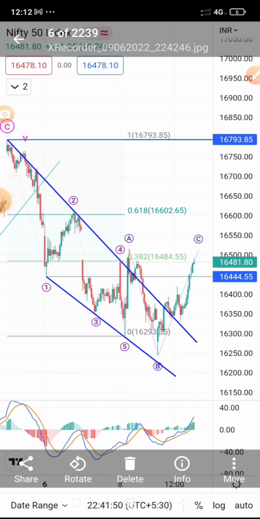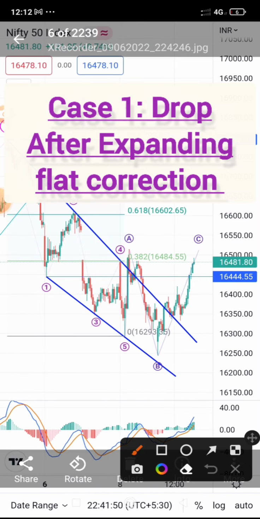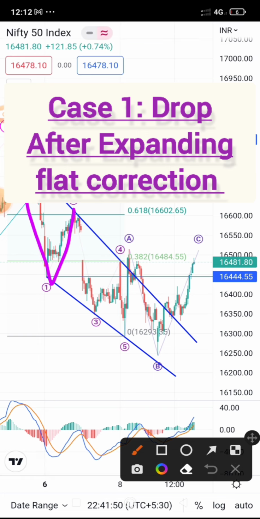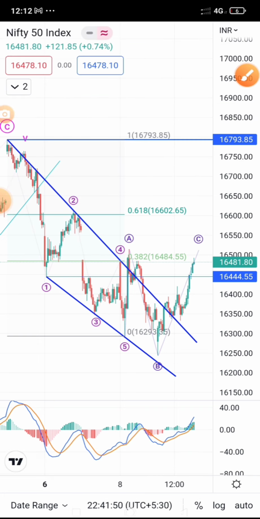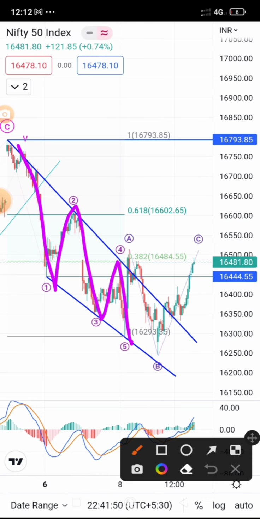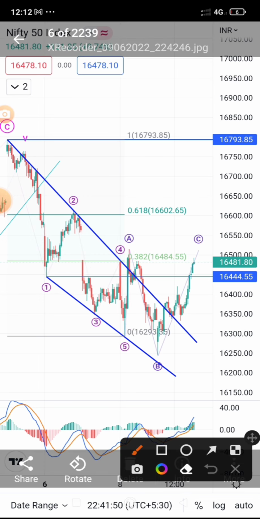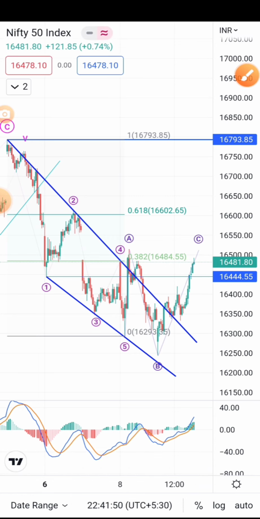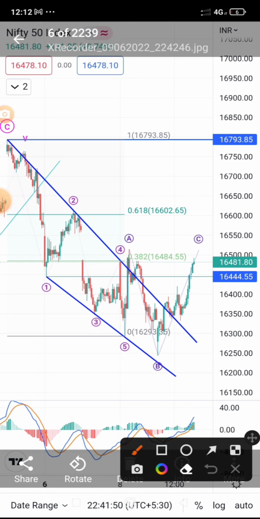The next chart we are going to discuss is of Nifty, where we assume that this is a leading diagonal pattern. Simply put, we can call this a wedge pattern. It will internally have 5-wave moves, and after that it will break that wedge pattern. Here we are assuming a break with an expanded flat correction, and then a drop will come. The drop will be very severe if this is a leading diagonal pattern.